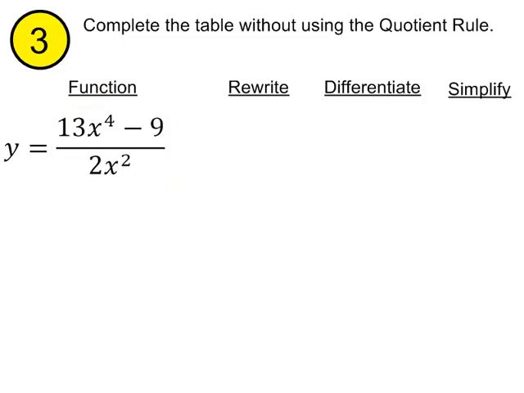Sometimes the quotient rule is absolutely necessary, but look closely at this one. It's not absolutely necessary here. We can do something with that algebraically. Let's rewrite it. Let's split that into two separate fractions: 13x to the 4th over 2x squared, minus 9 over 2x squared. And then simplify each term.